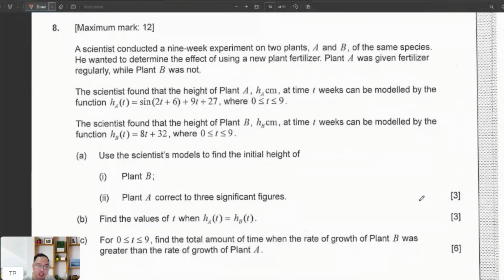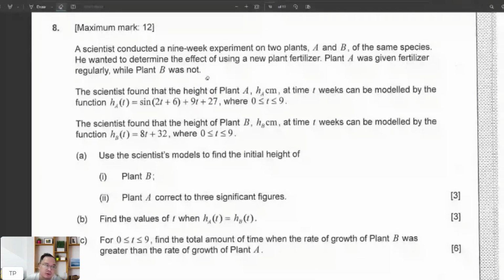Scientists found that the height of plant A, HA centimeters at time t weeks, can be modeled by the function. Now it's not about a t-test. We have this function HA, a sinusoidal trigonometric function added with a linear function, so it will be complicated, not a normal sinusoidal wave. Scientists found that the height of plant B, HB, is given by the linear model below. Use the scientist's model to find the initial height of plant B.